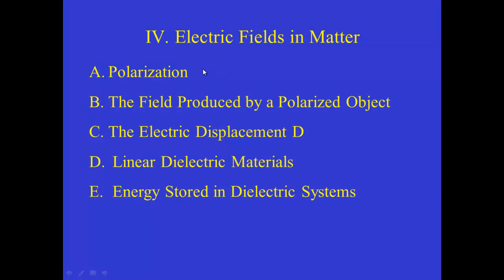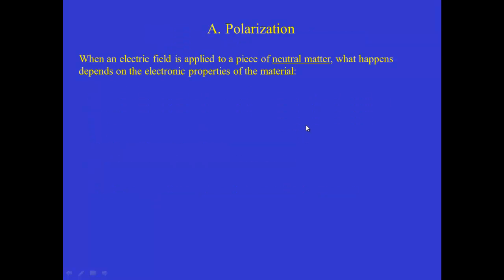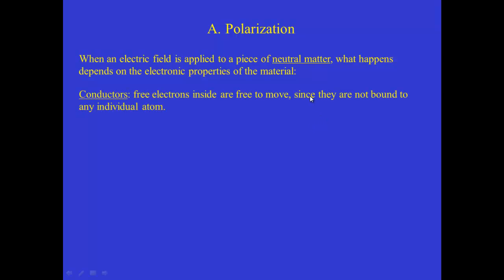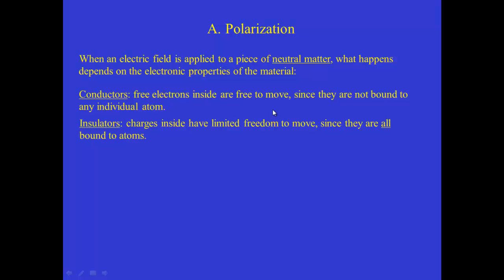And today we'll begin by talking about this phenomenon called polarization. When an electric field is applied to a piece of neutral matter, what happens depends on the electronic properties of the material. In conductors, the free electrons that are inside the conductors are free to move since they're not bound to any particular atom. And we've talked a little bit about this phenomenon already. In insulators, charges inside have less freedom to move because they are all bound to parent atoms. So it might seem at first that insulators don't really have any interesting behavior.